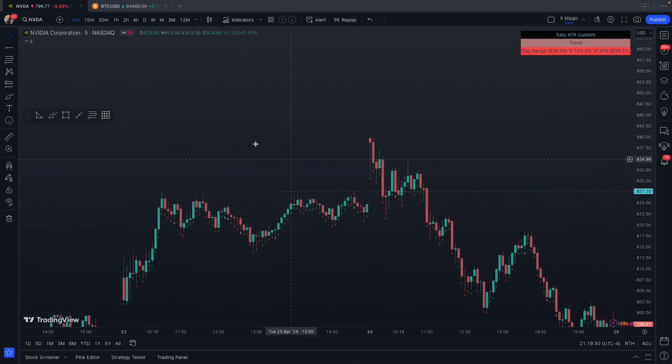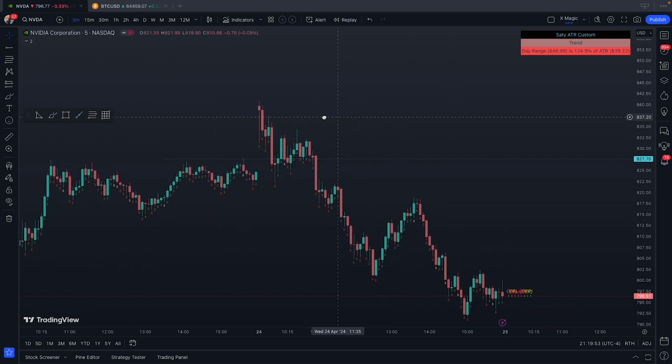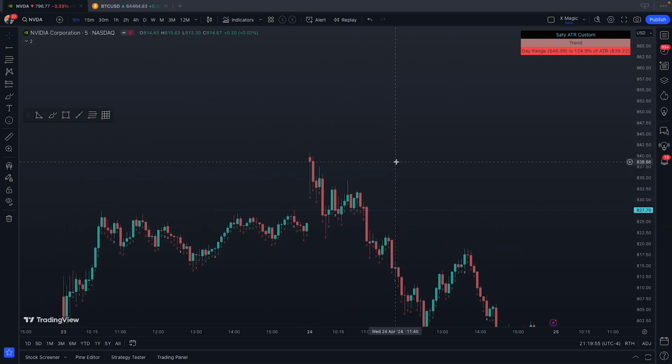So in the sense of having a structure and rules to follow, that really depends on the way you trade and the system that you develop. And then you base your rules off of how you trade and your setups.